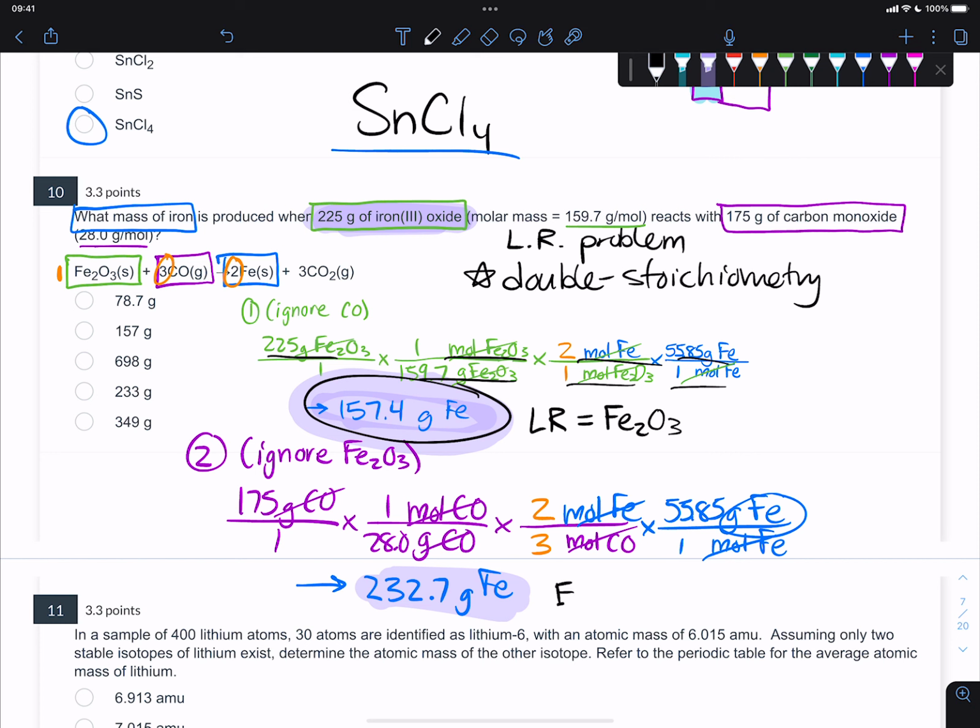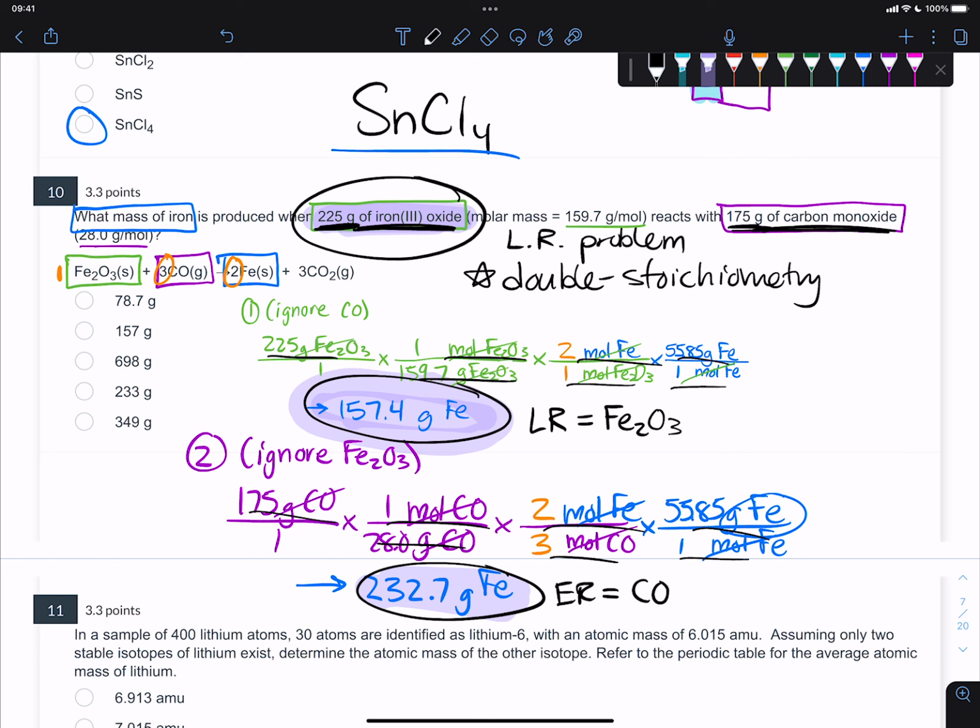The excess reagent is going to be the carbon monoxide because when you do the stoichiometry with it, you theoretically could make a greater amount of pure iron. But if you have this limited amount of iron oxide and this limited amount of carbon monoxide, it's this value that causes you to make less iron, and that's why you choose this answer for the possible amount of iron you can make, which is 157 grams.